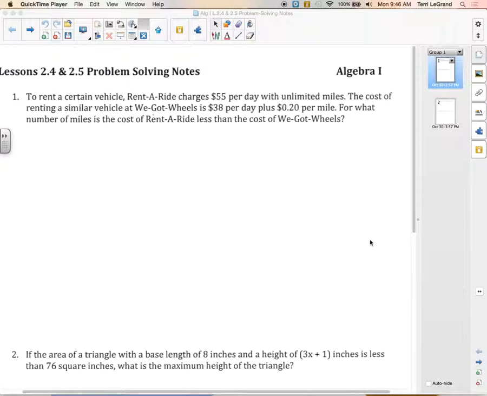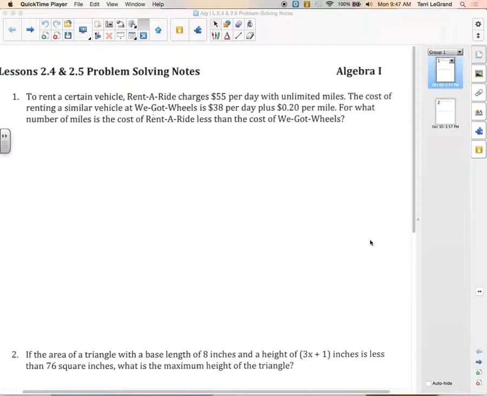To rent a certain vehicle, not saying what kind of a car it is, or truck, Rent a Ride charges $55 per day with unlimited miles. So you just have to pay $55 each day that you have it. Doesn't matter how many miles you put on it, right? The cost of renting a similar vehicle at We Got Wheels is $38 per day. Their charge per day is less, but they charge 20 cents for every mile that you put on it.